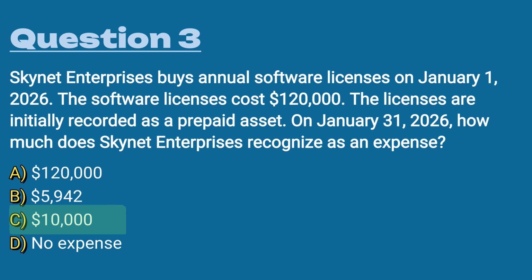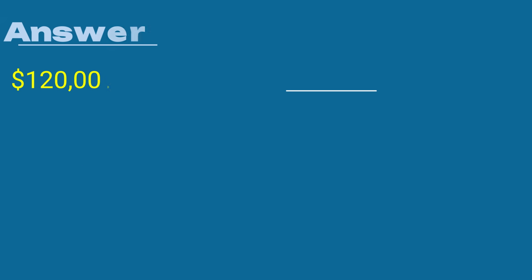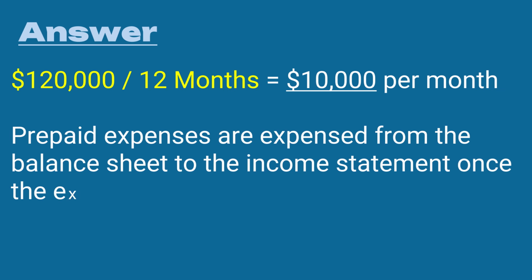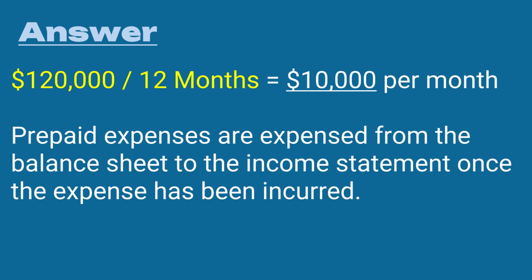The answer is C, $10,000. The math here is the software licenses cost $120,000 and they're good for 12 months. So we're going to amortize, aka expense, $10,000 of the licenses per month. So when Skynet Enterprises is doing their month-end accounting, they're going to expense $10,000 of the software licenses in the January close. Prepaid expenses are expensed from the balance sheet to the income statement once the expense has been incurred.